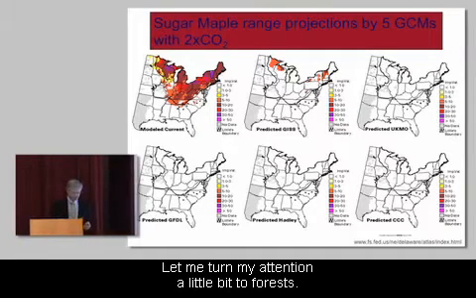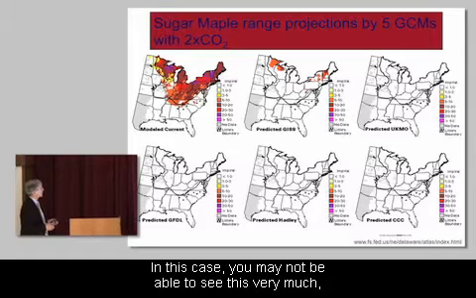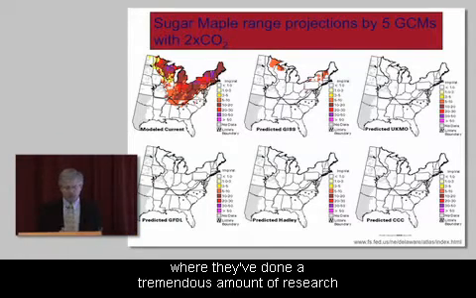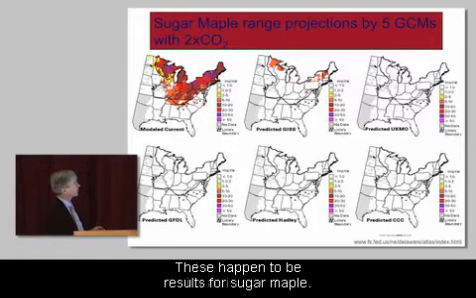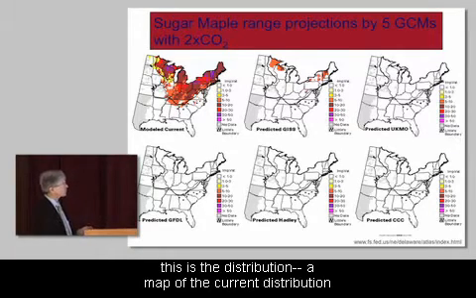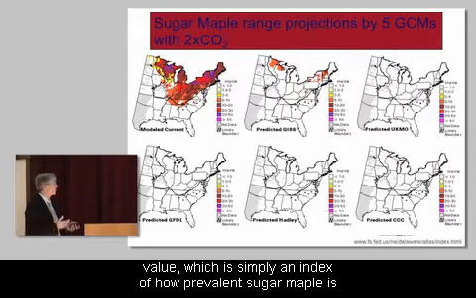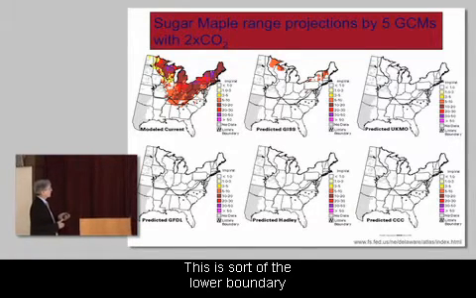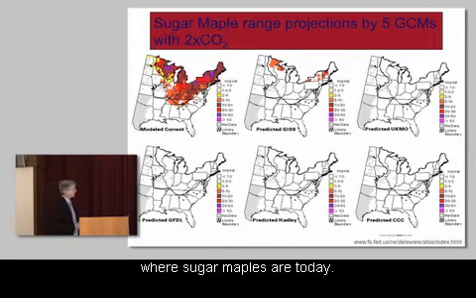Let me turn my attention a little bit to forests, an area that has received a lot of attention. In this case, you may not be able to see this very much. We use some research and modeling from the U.S. Forest Service, where they've done a tremendous amount of research on different species of trees in the eastern deciduous forests of the U.S. These happen to be results for sugar maple, and this is the current situation. This is a map of the current distribution of sugar maple, and this is what's called an importance value, which is simply an index of how prevalent sugar maple is in different parts of the Northeast. And this is the lower boundary, or the most southerly boundary, of the range of sugar maple. And this pretty much represents where sugar maples are today.